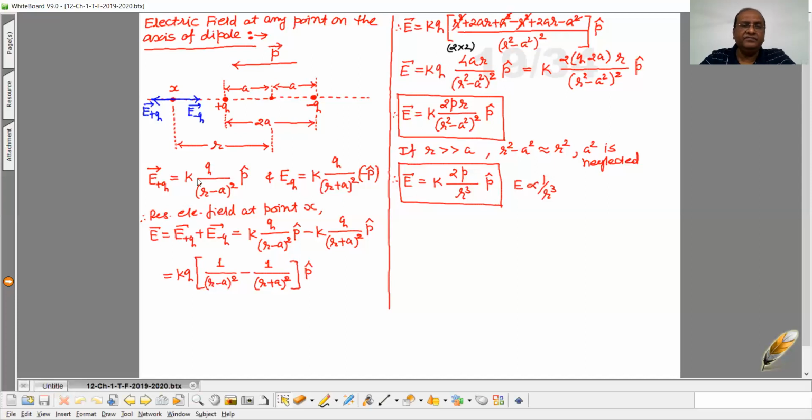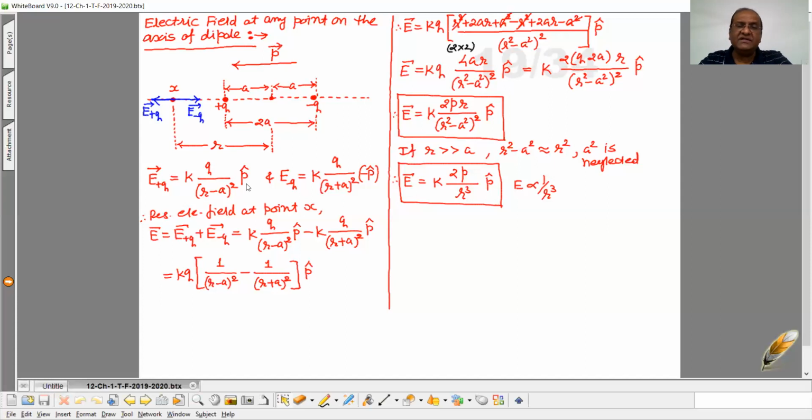Now E plus q, as per the equation, equals kq upon r square. Now the distance of this point with respect to the plus q charge: from the center the point is at distance r, and the center to plus q is at a distance a. So plus q to this point x is at a distance r minus a, whole square we can write. And see, the direction of E plus q is in the direction of the dipole moment.